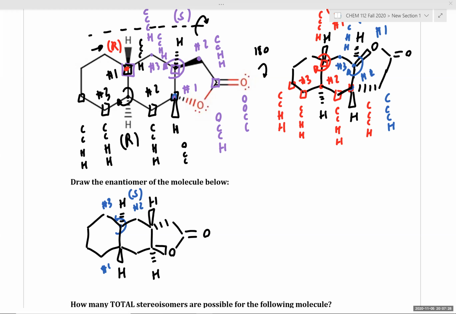So to draw an enantiomer, you draw your molecule and you flip every stereocenter, keeping the skeleton drawn in exactly the same manner. Does that make sense? Does that idea make sense to everyone? Yeah. Perfect.